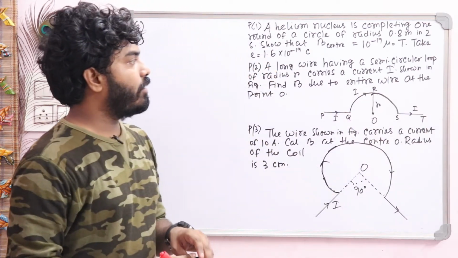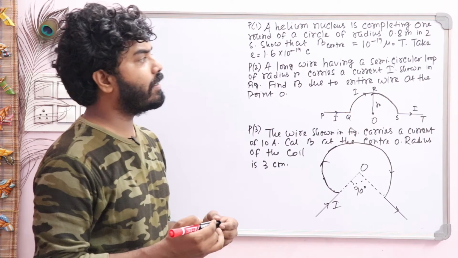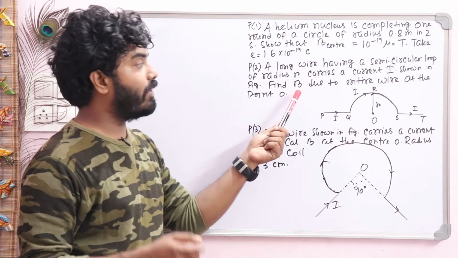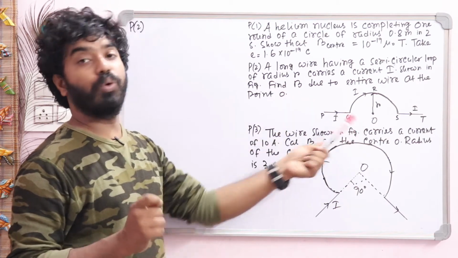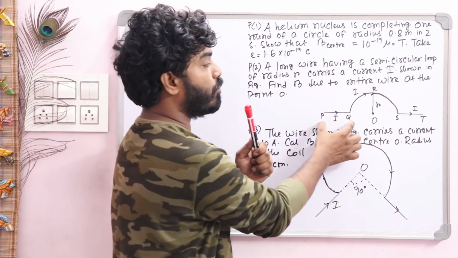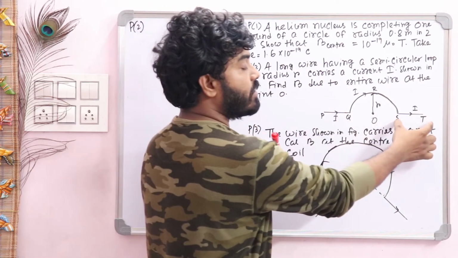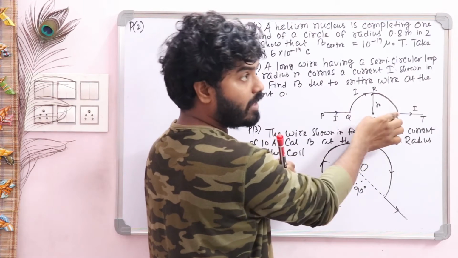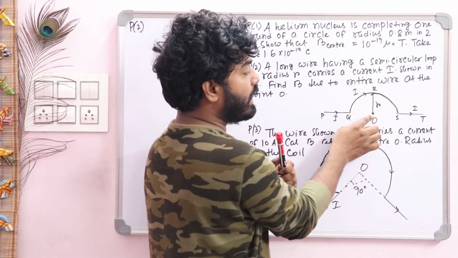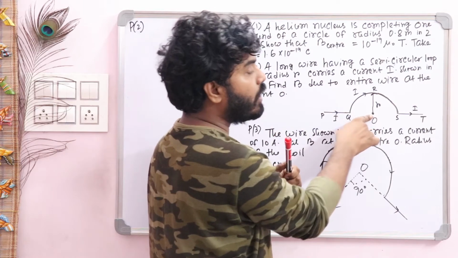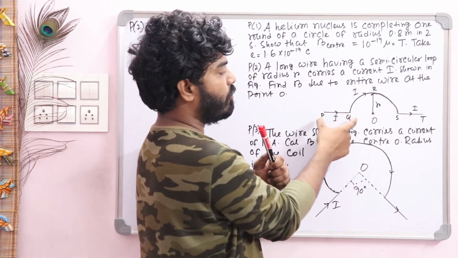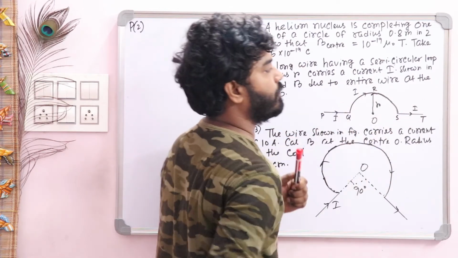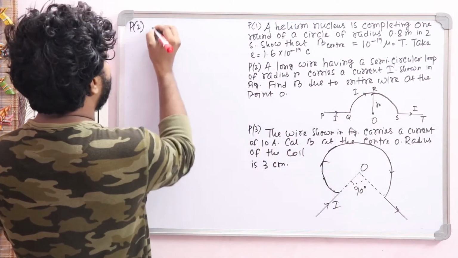Now here you see a long wire having a semicircular loop of radius r carries a current I. You have to find the magnetic field of the entire wire at this point O. You see, this is PQ, a straight current carrying wire. This is ST, a straight current carrying wire, and QRS is the semicircle. So you find the magnetic field at point O in three parts. At first you find for PQ, then for QRS, then for ST.